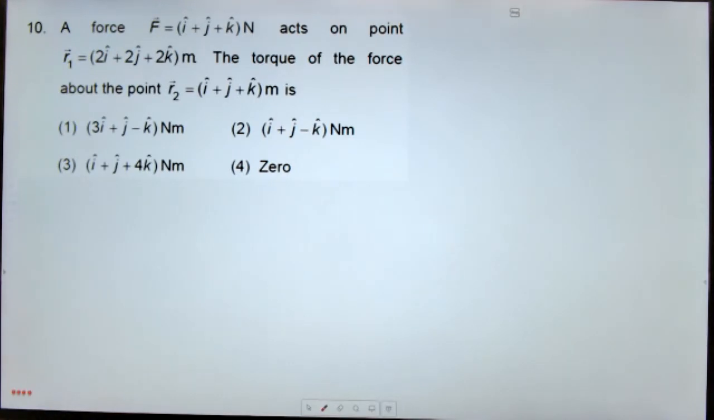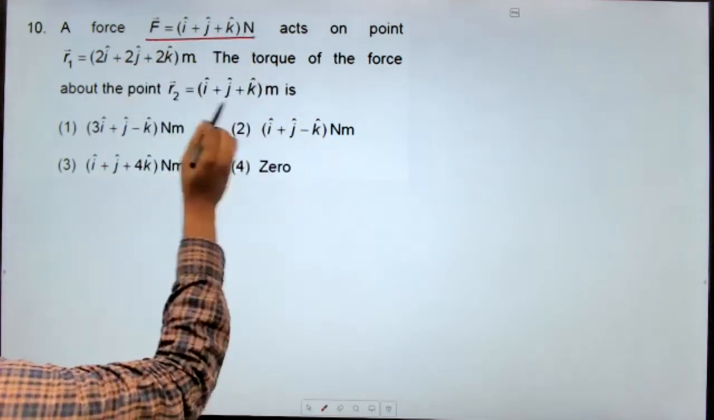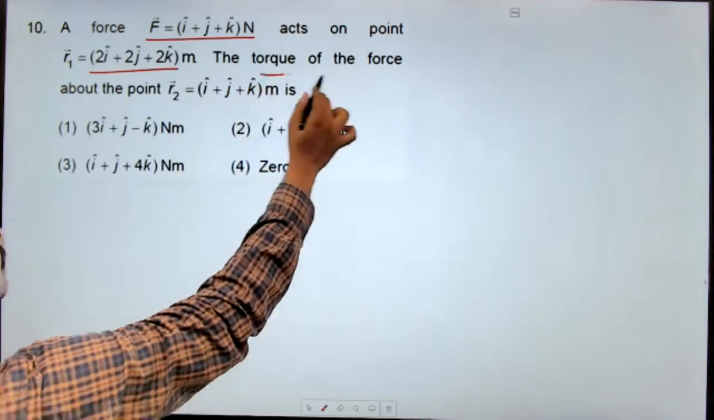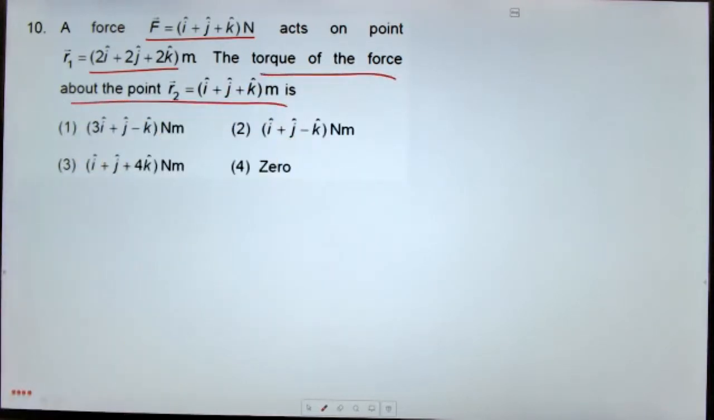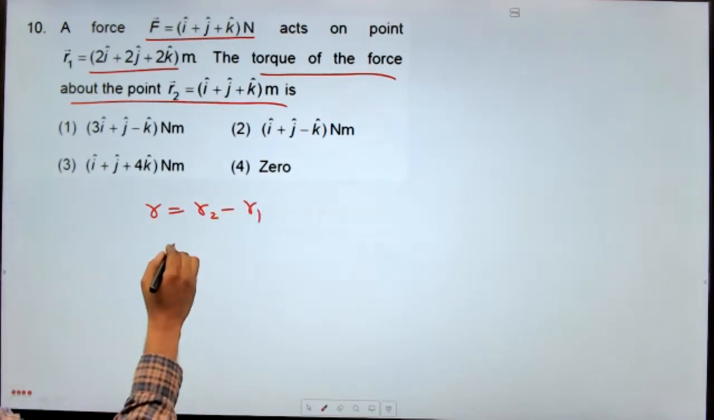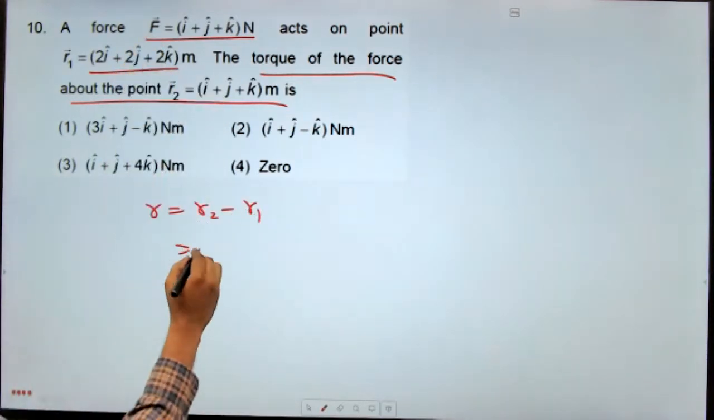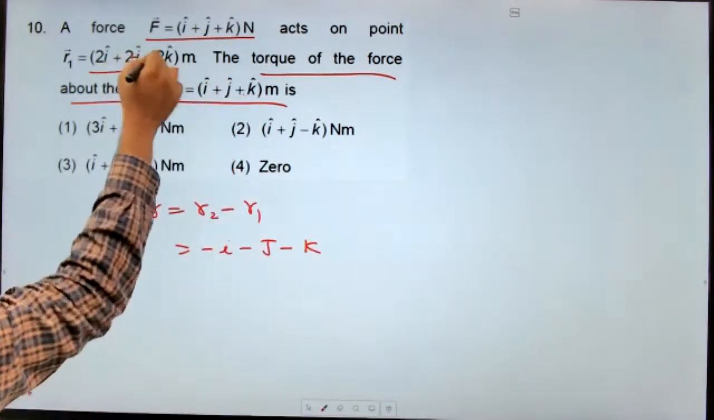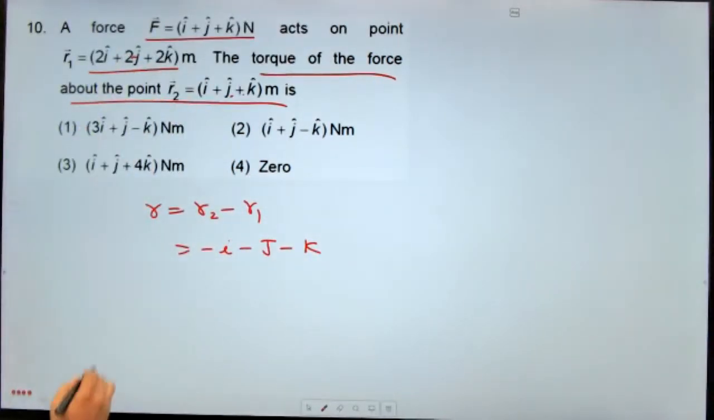A force of F equal to i + j + k newton acts on a point at 2i + 2j + 2k, and the torque of the force about the point R2. Now position vector R can be written as R2 minus R1. So the difference between these two is minus i minus j minus k.